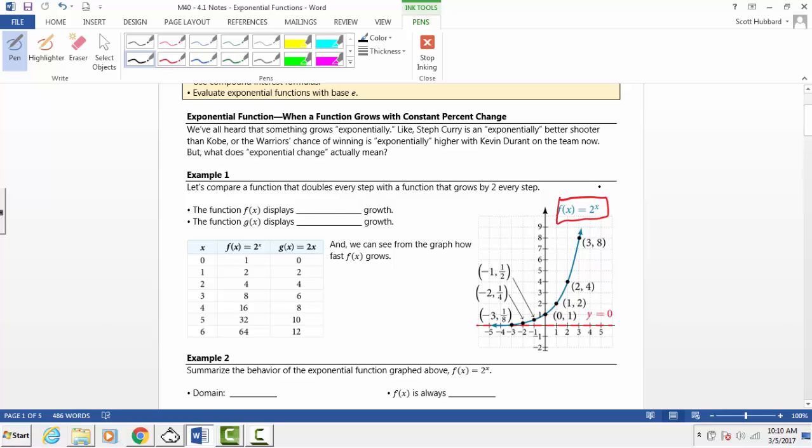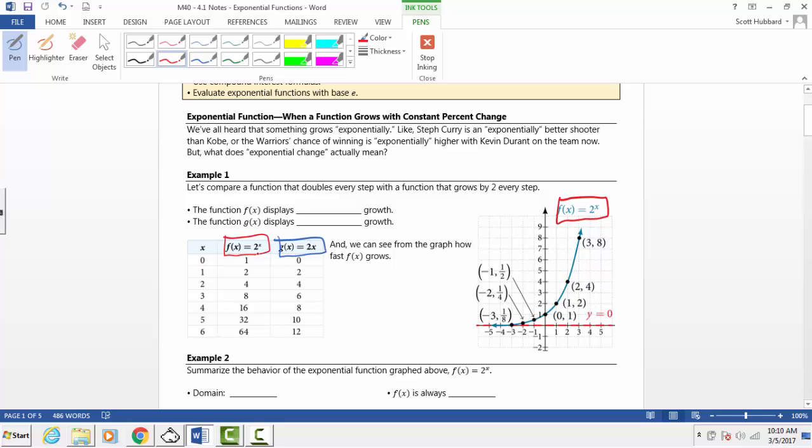So to give us a chance to tell the difference why exponential growth is different than what we've seen before, let's compare the function 2 to the x to just the doubling function, so the function that just takes every input and doubles it, 2x. So as you can see, I made this table here.